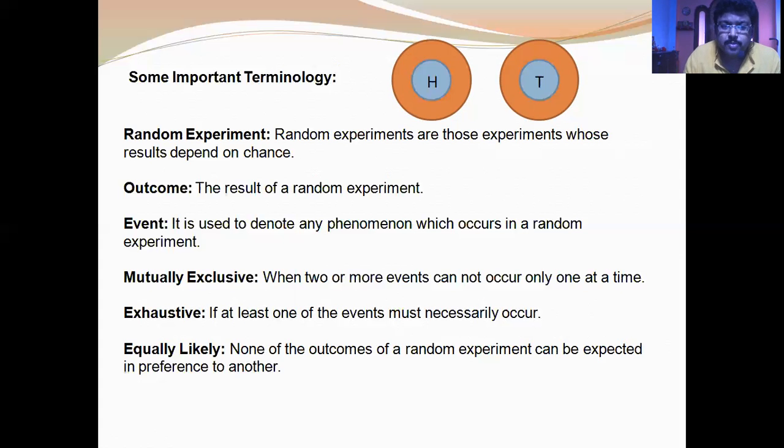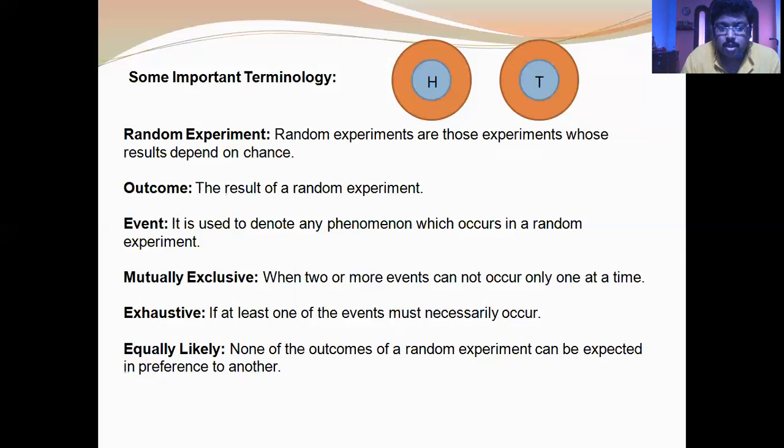Now exhaustive. If at least one of the events must necessarily occur, then the events are exhaustive. When you toss a coin, then head or tail definitely will occur. One of the events, head or tail, must occur. So here the events are exhaustive.